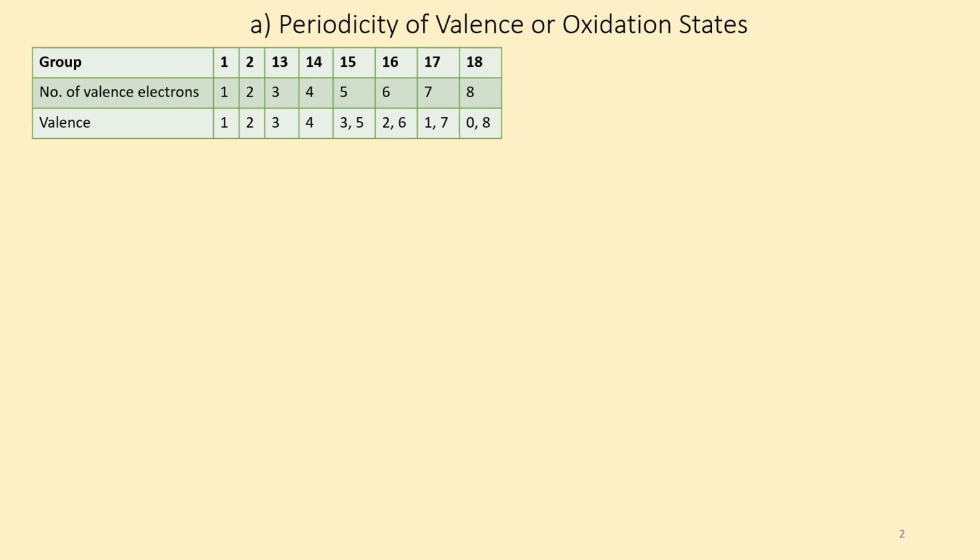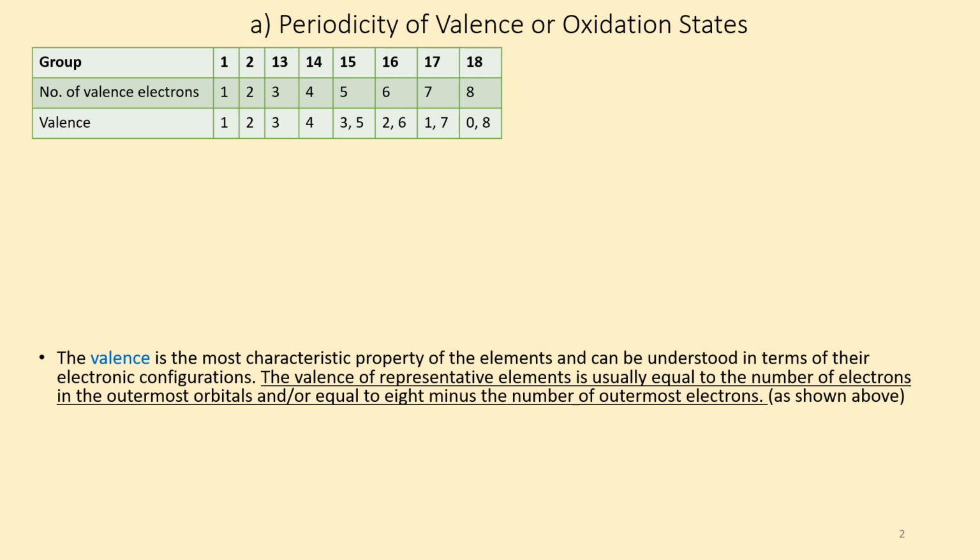Periodicity of valence or oxidation state. The valence is the most characteristic property of elements and can be understood in terms of their electronic configurations. The valence of representative elements is usually, though not necessarily, equal to the number of electrons in the outermost orbitals and is equal to 8 minus the number of outermost electrons, as shown in the table above.